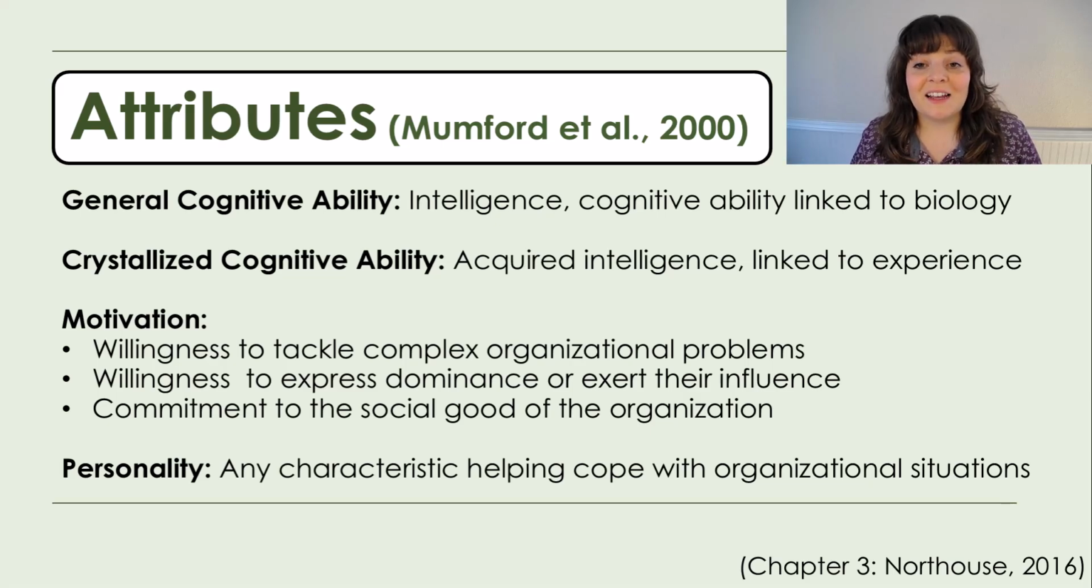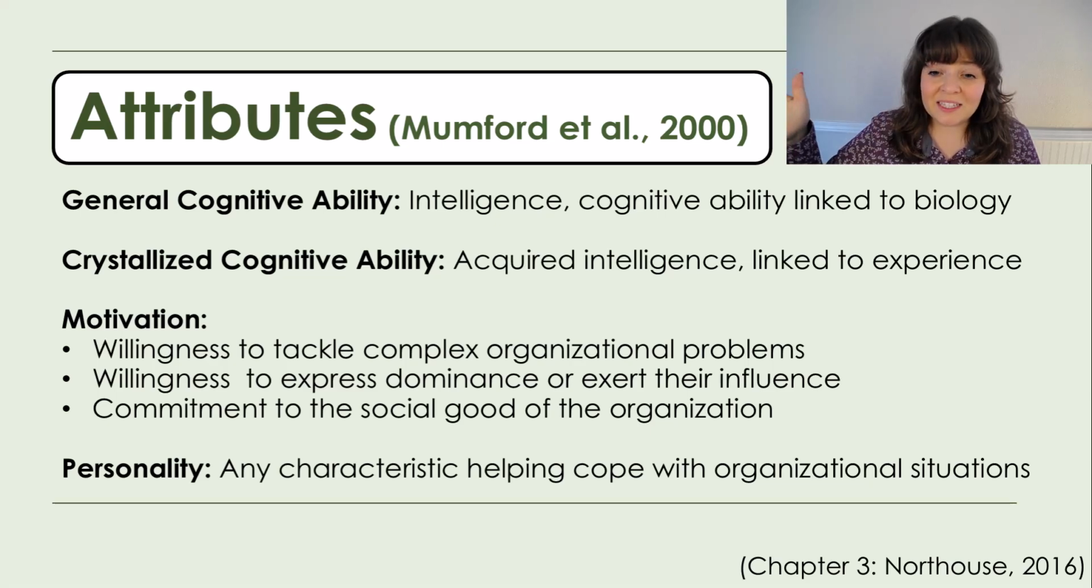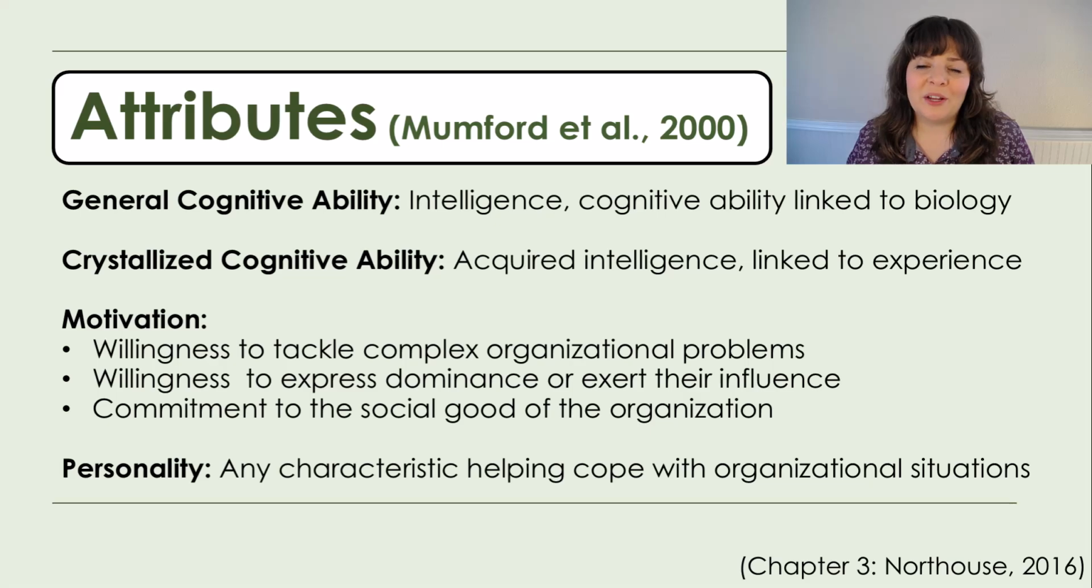Our crystallized cognitive ability is acquired intelligence, and it's linked to our experience. So this is the store of knowledge that we acquire through doing things and learning from our mistakes, and we increase this capacity over our lifetime and thus increase our leadership capacity. Typically, our cognitive ability grows continuously and doesn't fall off in adulthood. It's generally our ability to comprehend complex information, learn new skills, learn new information, and be able to communicate with others in an oral and written fashion.